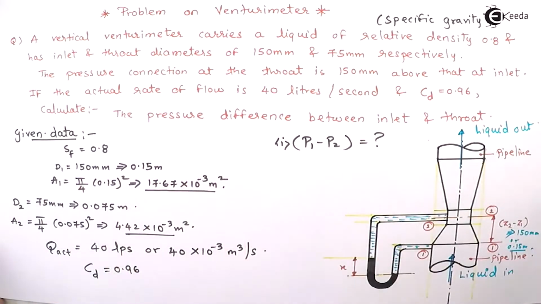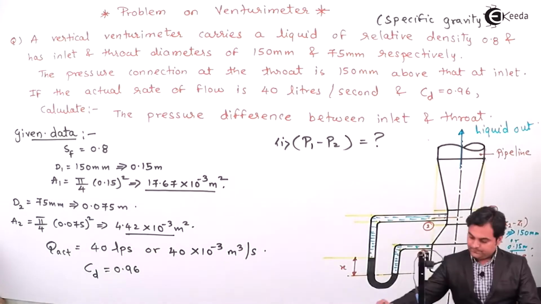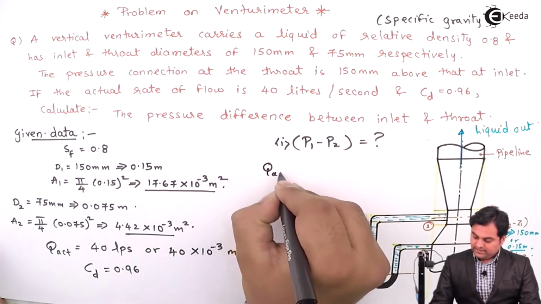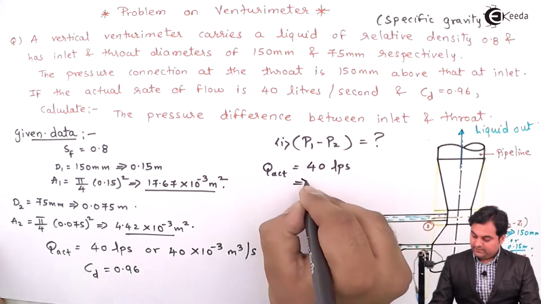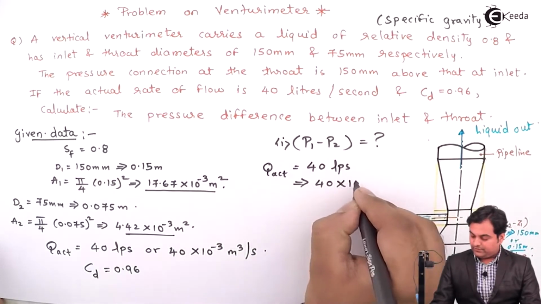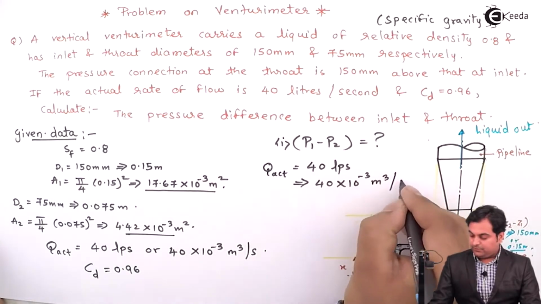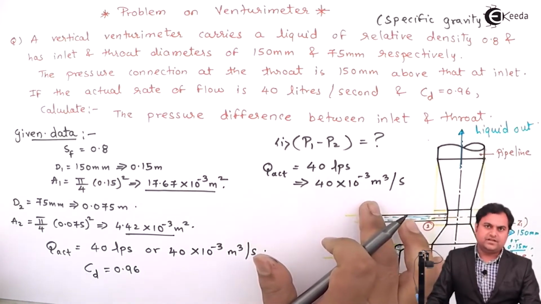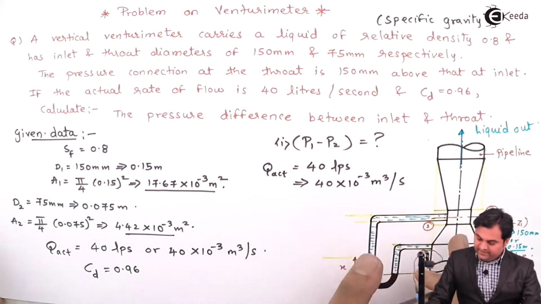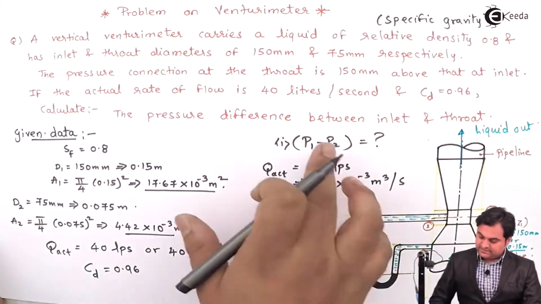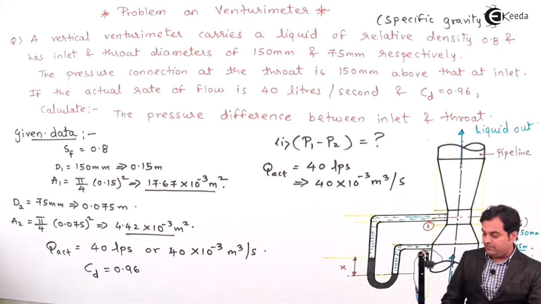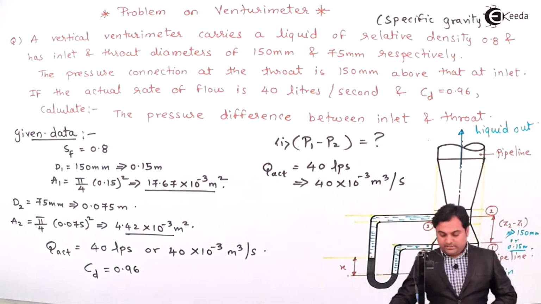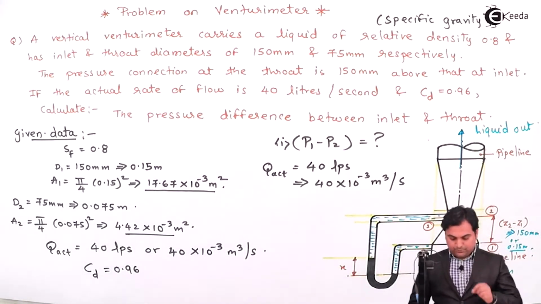If the actual rate of flow is 40 LPS, which is the actual discharge, 40 LPS means it is 40 into 10 raised to minus 3 meter cube per second. Convert it into meter cube per second before solving the problem. Already I have written. Next, CD is 0.96. Calculate the pressure difference between inlet and throat. We have to find out P1 minus P2. So with everything understood here, let us get started with the solution part to this problem.